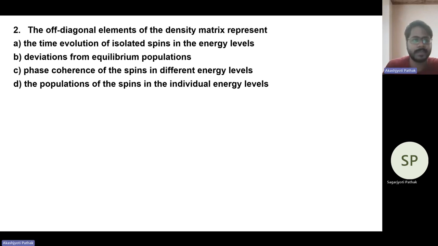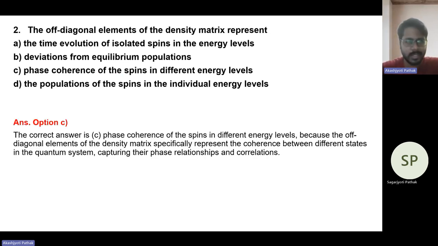So the correct answer for this question is option C, that is, the phase coherence of the spins in different energy levels. What do the off-diagonal elements of the density matrix represent? They represent the phase coherence of the spins in different energy levels. So this was a direct question.